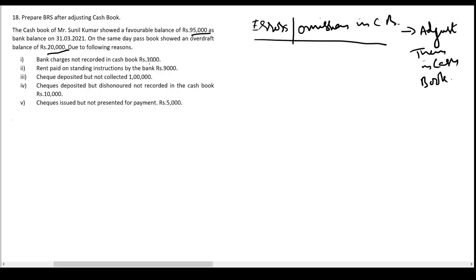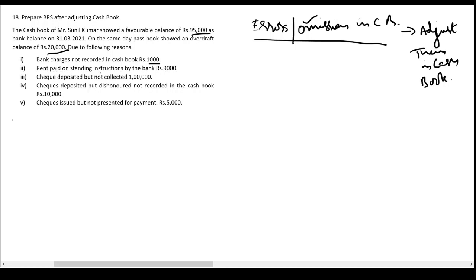So bank made some bank charges. The bank charged some charges maybe for the facilities which the bank has provided to us, like cash handling charges, or they have issued us multiple checkbooks for which they are making some charges to us. They have issued some bank statements, some certificates to us. So for that they have charged 1,000 rupees. Now this 1,000 rupees is not recorded in the cash book, so it is an omission in the cash book. So we have to adjust it in the cash book and not show it in the bank reconciliation statement. BRS would be prepared with the adjusted cash book balance.